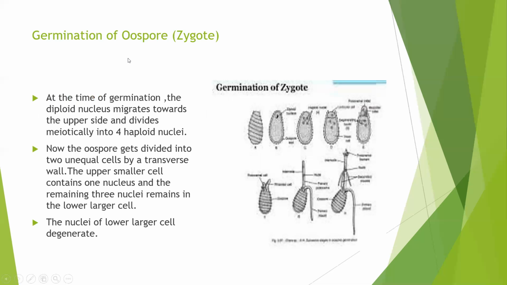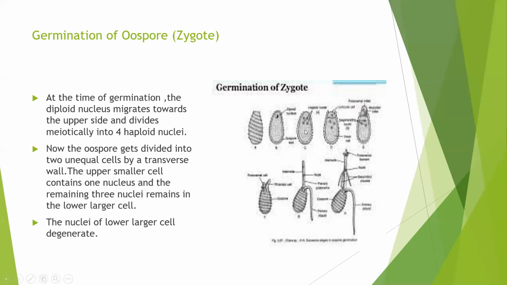Now, what is the process of germination? How is the germination of the oospore or the zygote? At the time of germination, the diploid nucleus, this is the diploid oospore, migrates towards the upper side and divides. Here, this oospore nucleus divides meiotically to form 4 haploid nuclei. These are the 4 haploid nuclei.